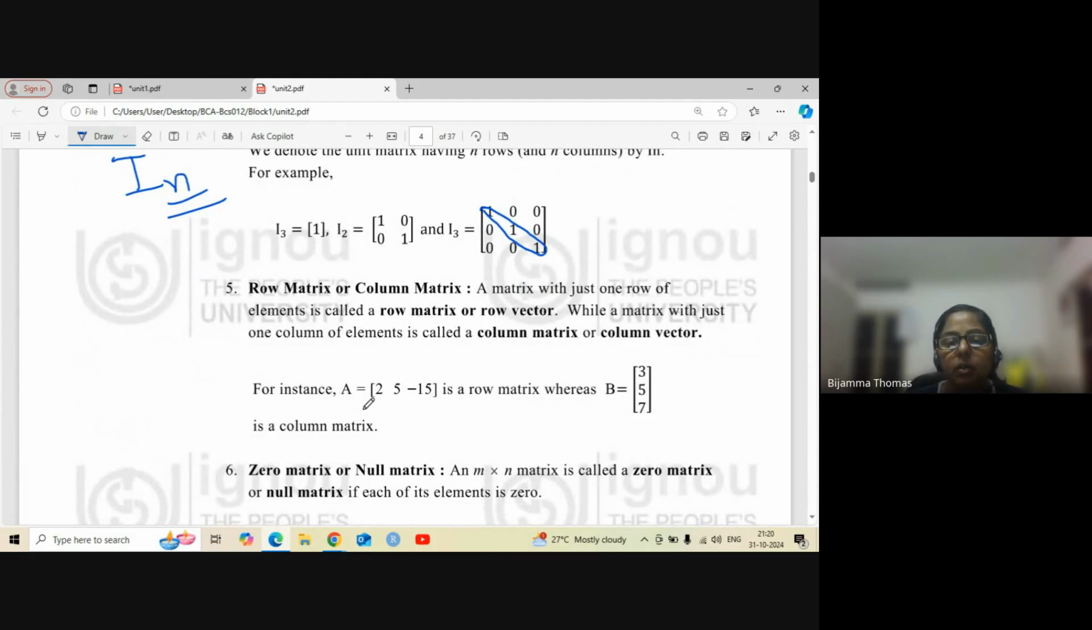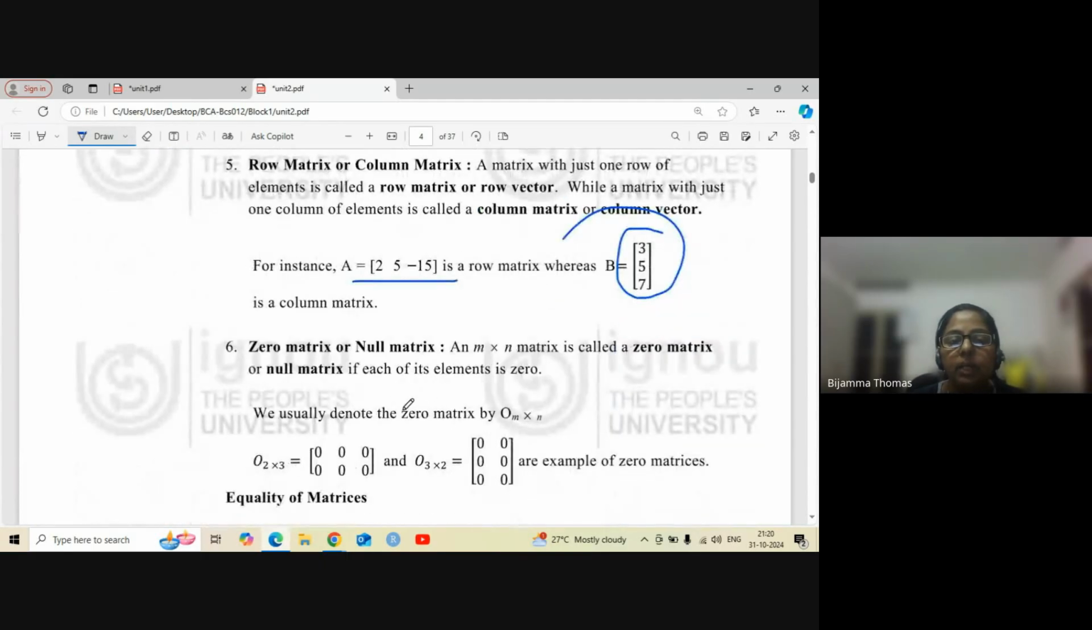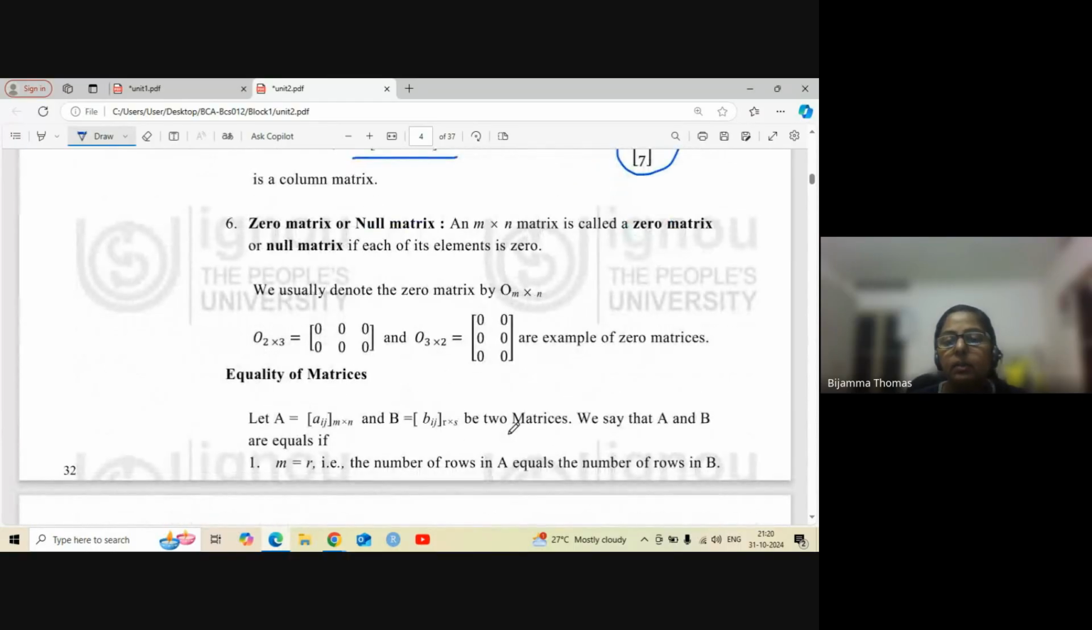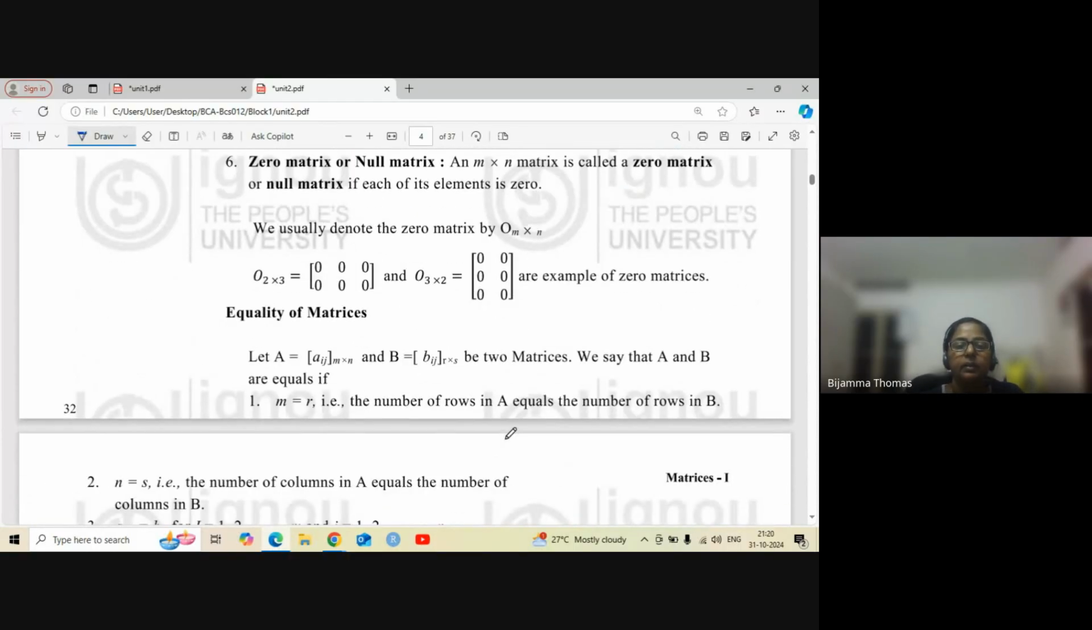Now we have the row matrix and column matrix. If there is only one row, we say that it's a row matrix, and if there is only one column, we say that it's a column matrix. And we have the zero matrix. When all the elements are zero, we say that it's a zero matrix.